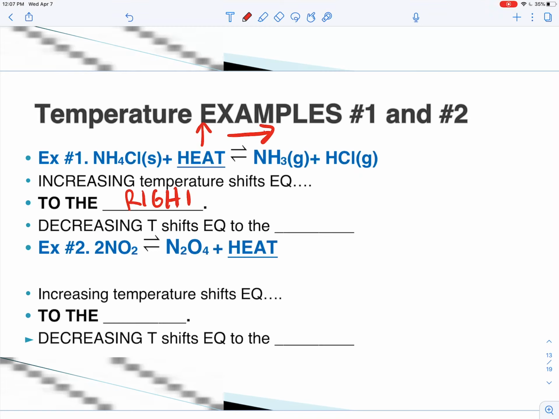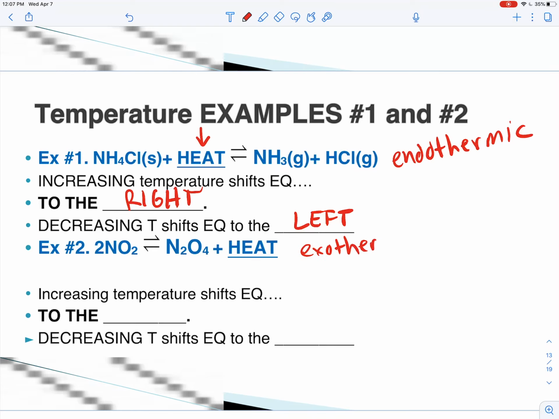What if we took away that same heat, right? Whenever you take something away, equilibrium shifts to the same side that you lost something. It wants to form more of whatever you lost. So in this case, equilibrium would shift to the left. And that's, again, an endothermic reaction, right? Because heat is on the left side.